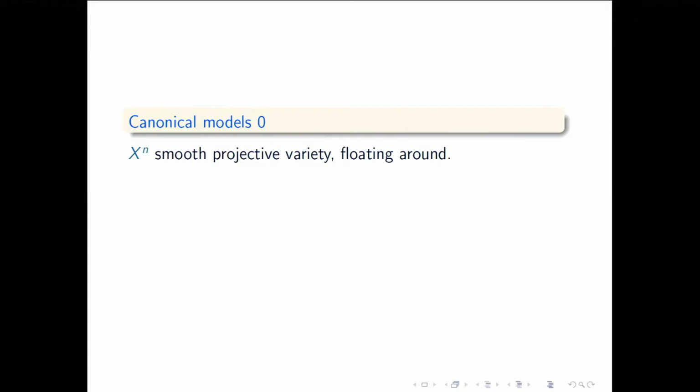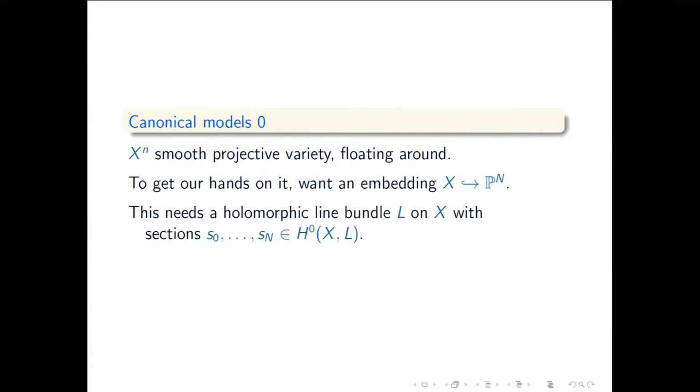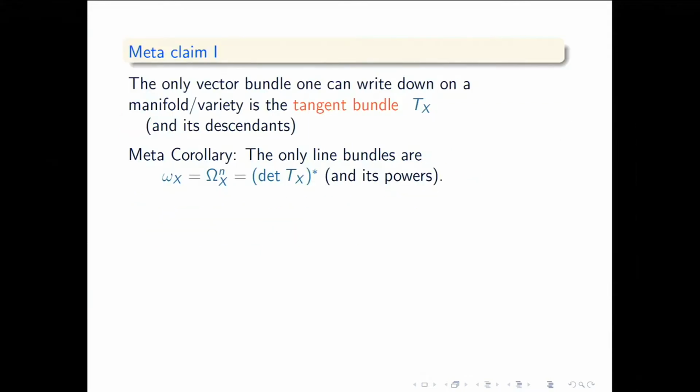And so what is a canonical model? Well, let's assume that you have a smooth projective variety just floating around, so you don't know too much about it. Now, we would like to get our hands on it by embedding it into some projective space. But we would like to do this embedding in some natural way, so that if two people do the embeddings, they are essentially the same embeddings. That means that somehow we have to agree on some line bundle on this, and then pick maybe all the sections, which is the easiest to do.